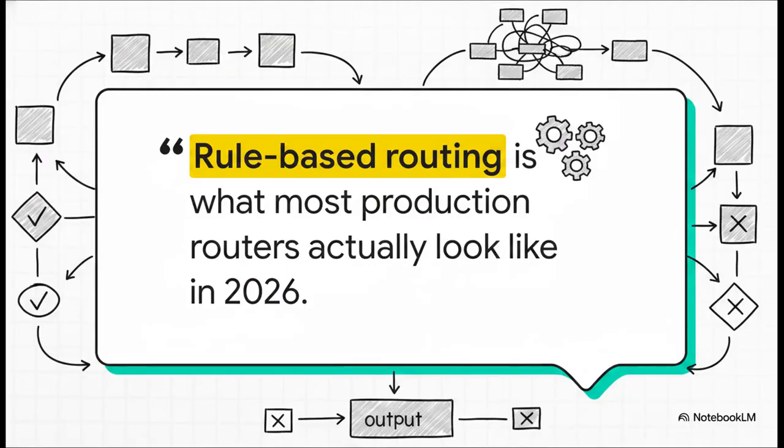And this brilliantly illustrates a key point. Explicit, rule-based routing is what most production routers actually look like in 2026. A lot of teams make the massive mistake of overcomplicating things right out of the gate. They try building these elaborate machine learning routers when simple, pragmatic rules would have served them so much better. A rule-based approach, that is the genuine industry standard for building a reliable foundation.